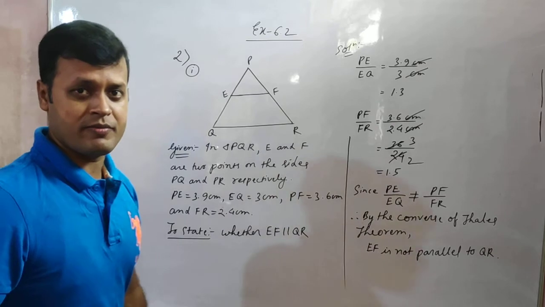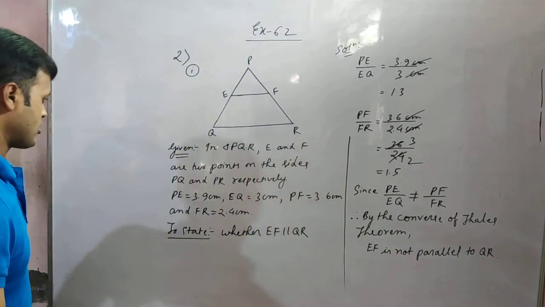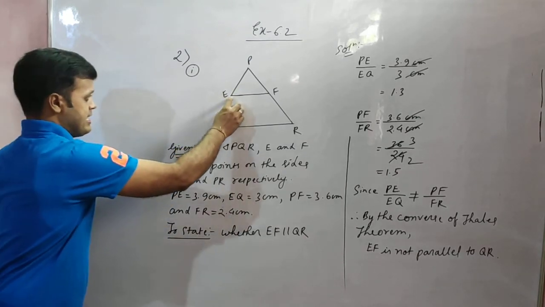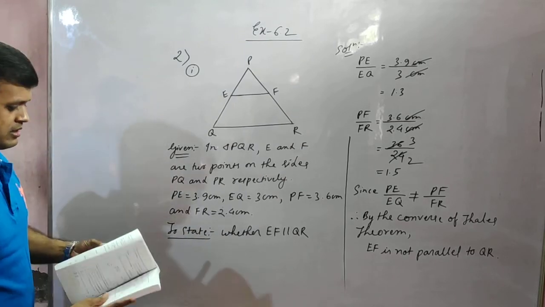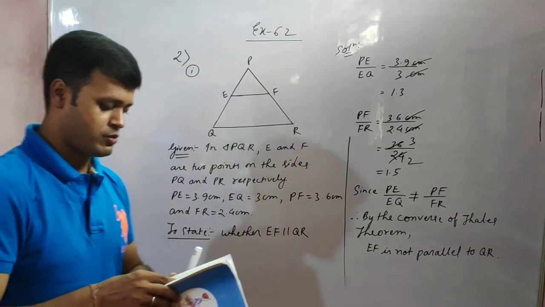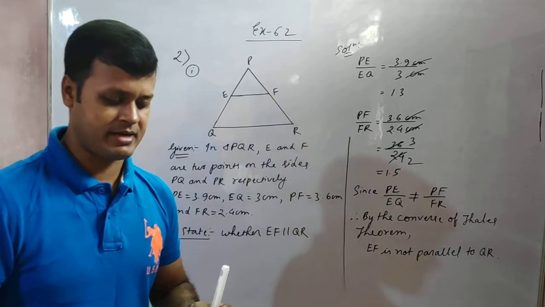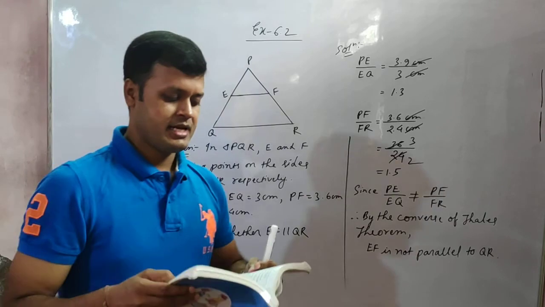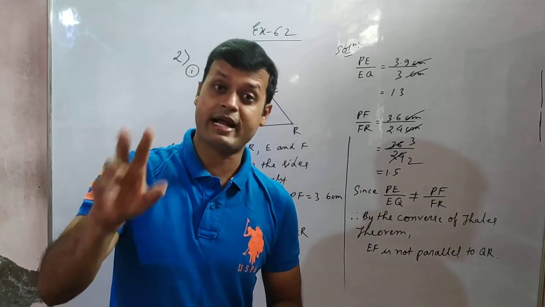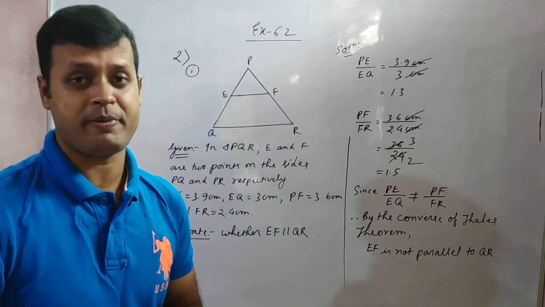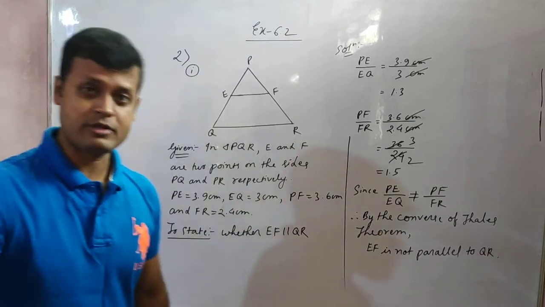So what did the converse of the Thales theorem say? I am talking about theorem 6.2. If a line divides any two sides of a triangle in the same ratio, then the line is parallel to the third side.